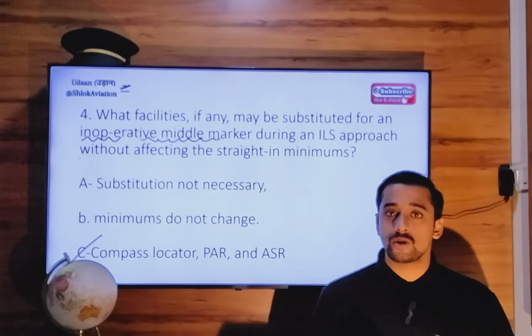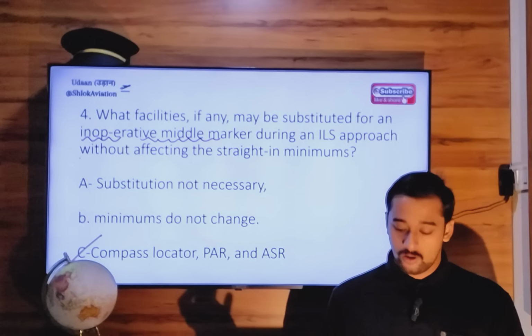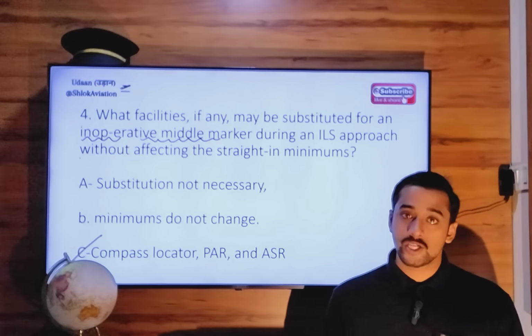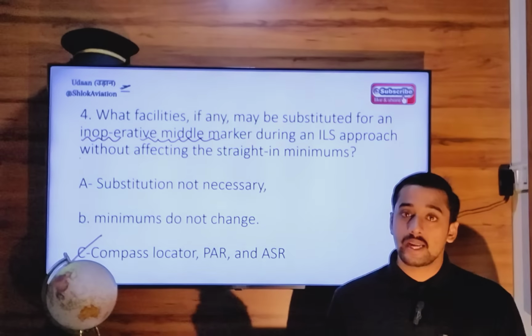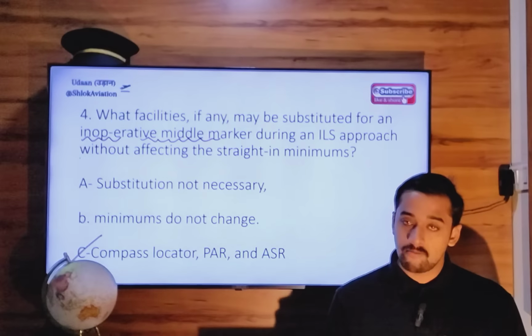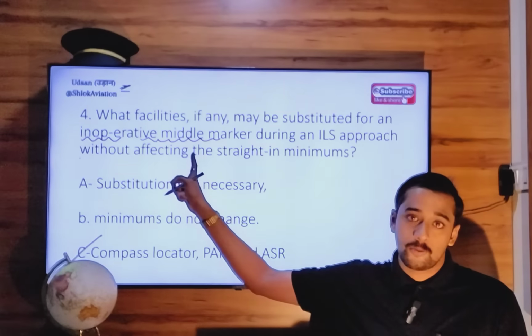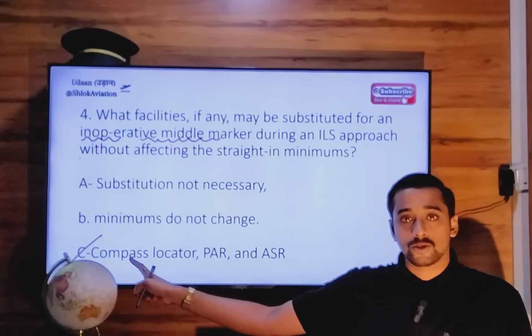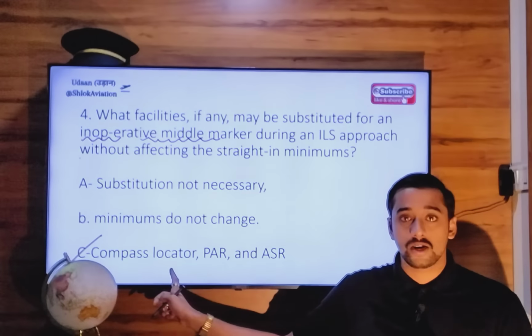Just now in the previous question we saw that compass locator or precision approach radar or this airport radar may substitute middle marker and outer marker, whereas ADF, VOR, and DME will only substitute outer marker, not middle marker. In this question, they have asked us about middle marker being inoperative. That's why we have selected option Charlie, which contains compass locator, precision radar, airport radar.